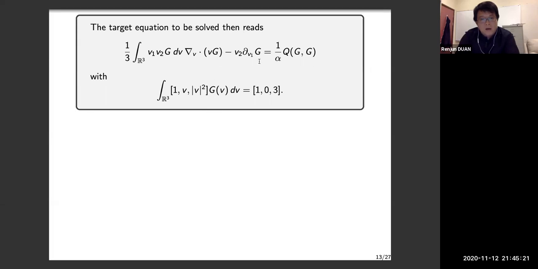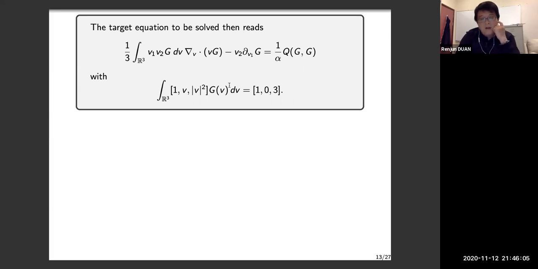Because this means that if alpha is formally zero, then the left-hand side will vanish, and then this Q is zero, so we can expect this G will go exactly to the equilibrium states. So these conservation laws will determine the fluid quantity of the limiting function as alpha goes to zero. This means that basically this G will be a sort of a long fluid perturbation of the steady solution of the Gaussian.